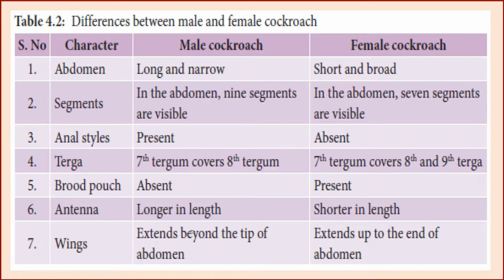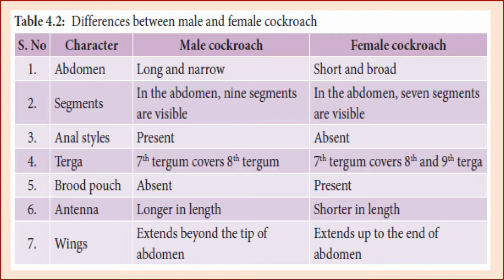What are the differences between the male and the female cockroach? In the male cockroach, the abdomen is long and narrow, whereas in the female cockroach it is short and broader. In the male cockroach all 9 segments are visible, and in the female cockroach in the abdominal region only 7 segments are visible. Anal style is present in the male cockroach, which is absent in the female cockroach.